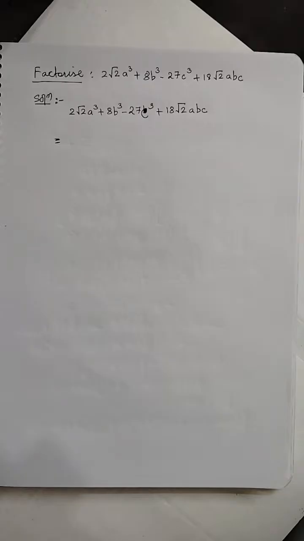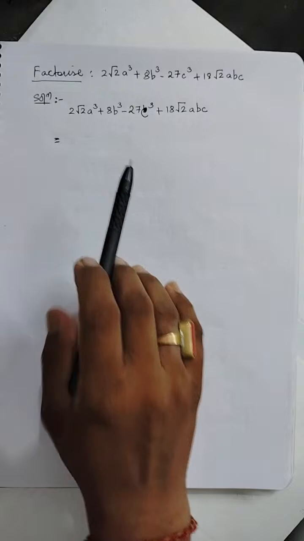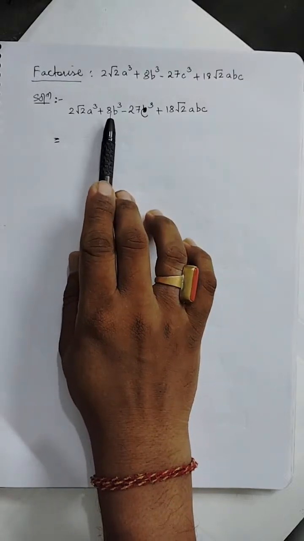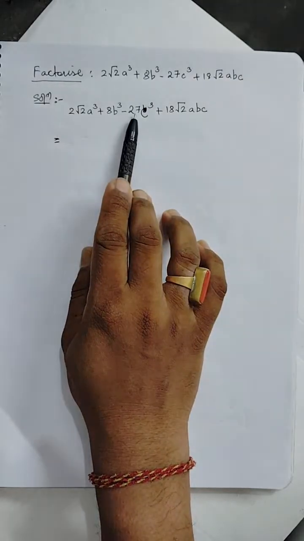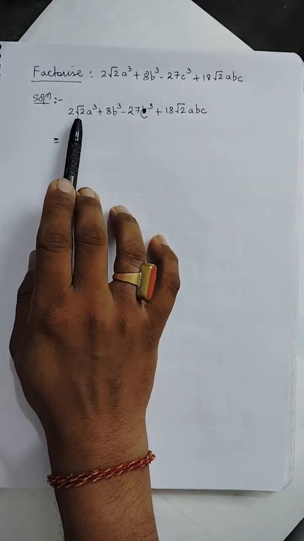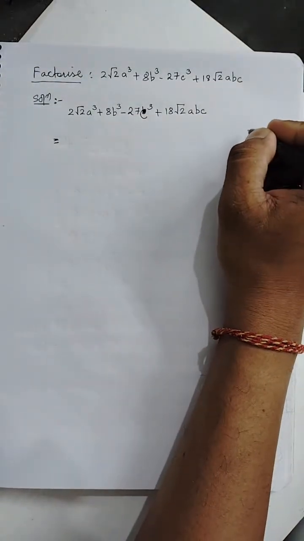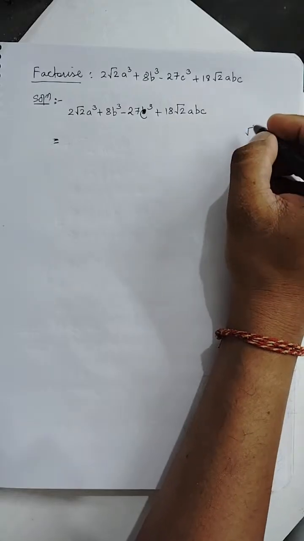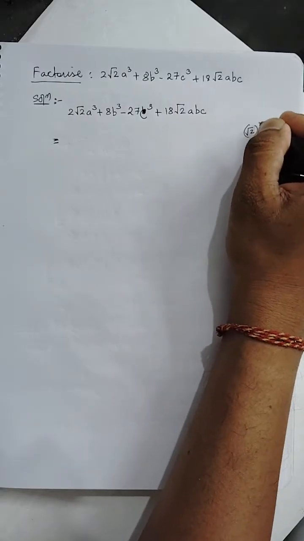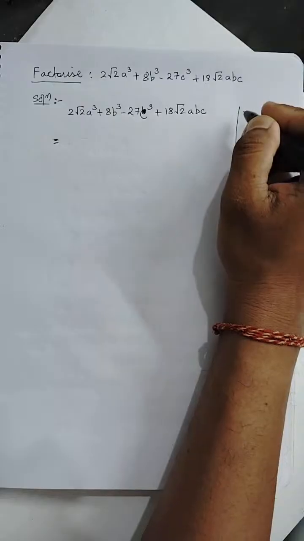ठीक है, तो बातें भी करते रहेंगे और ये सॉल्व भी कर लेते हैं साथ साथ। So 8 is 2³, 27 is 3³, but 2√2 को अभी कैसे लिखा जाए? So this we can write like this: √2 का अगर क्यूब किया जाए, okay, ये रफ वर्क है, this is rough work.